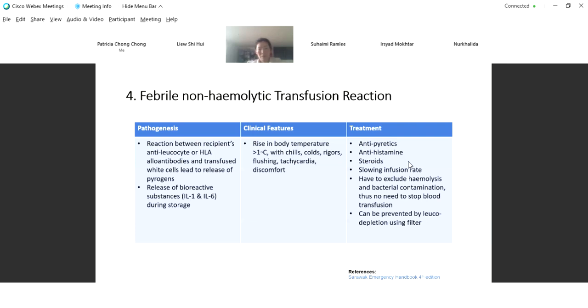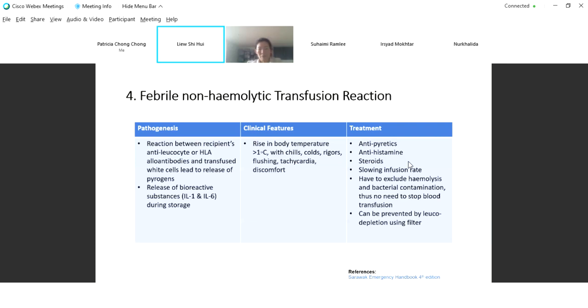Next. So the febrile non-hemolytic transfusion reaction is defined as a rise in body temperature of more than 1 degree Celsius associated with chills, cold, rigors, flushing, tachycardia, and also discomfort. So it's more common in patients who have been transfused before or pregnant women.